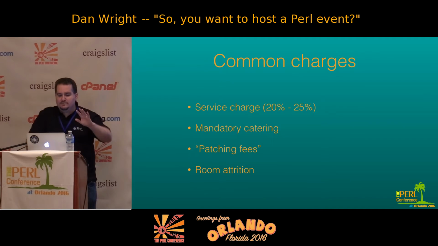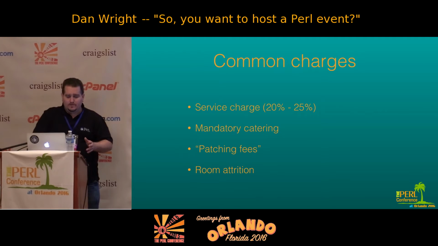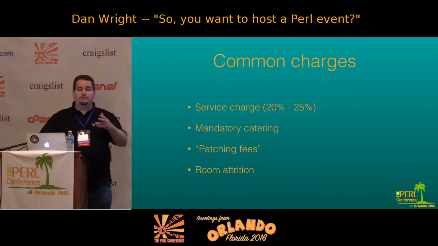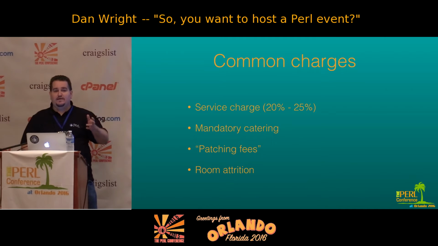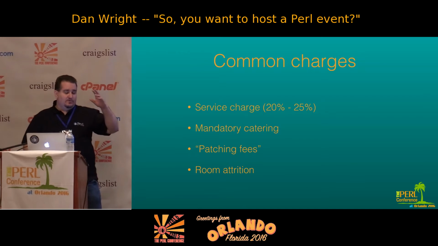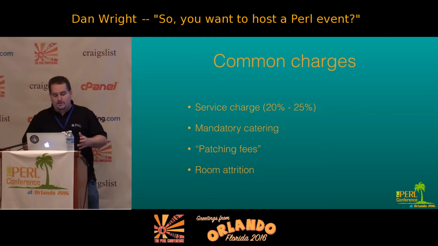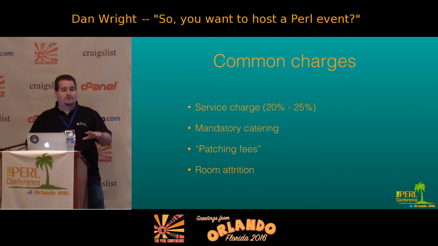Okay, so two documents that you need to know about: the event contract and something called the BEO. The contract's pretty self-explanatory. It's the agreement with the hotel where you say this is how much we're going to pay, this is what services they're going to provide, in a broad overview. The other contract is called the BEO. The BEO is your enemy.